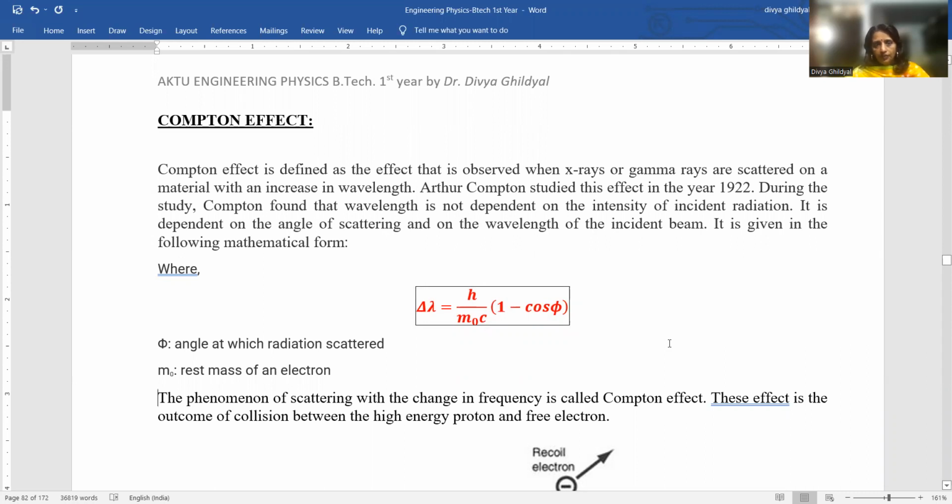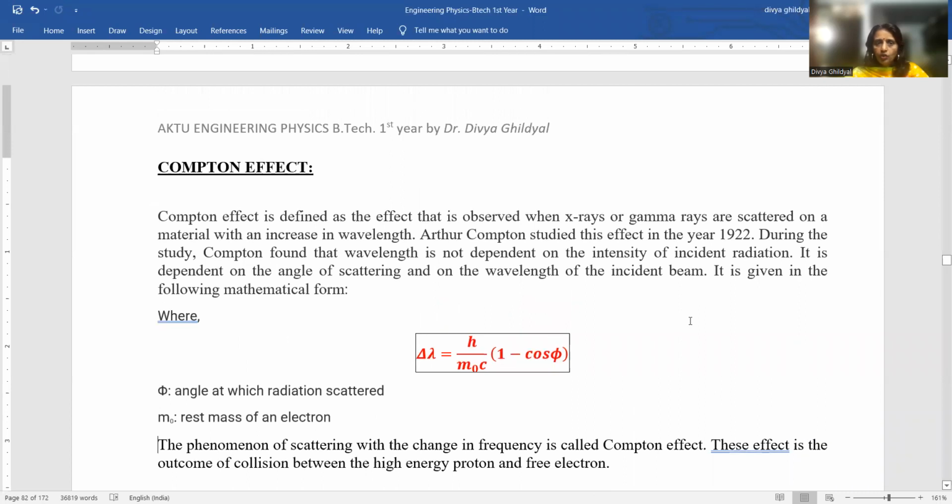What is the Compton effect? The Compton effect is defined as the effect that is observed when X-rays or gamma rays are scattered on a material and a wavelength change is observed. Compton studied this effect, and found that the change in wavelength was not dependent on the intensity of the incident radiation. It was basically dependent on the angle of scattering and on the wavelength of the incident beam.